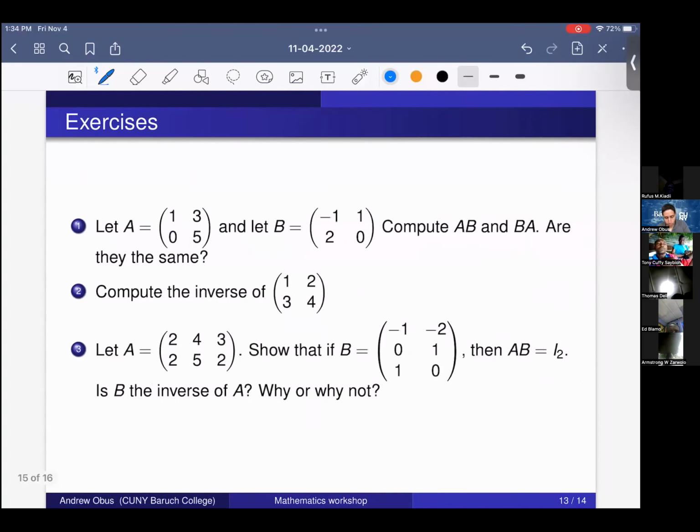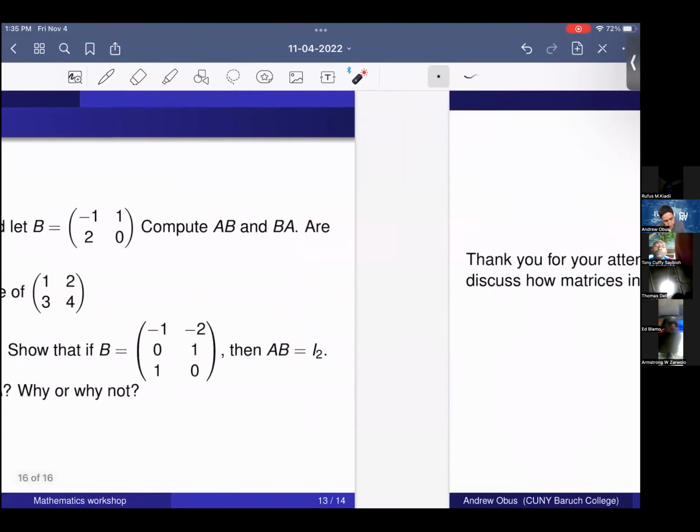And then there's a couple of homework problems that we have. So this is just some matrix multiplication. I ask you to compute AB and BA, and I ask you if they're the same. Then here is a matrix inverse to compute. And then here I have a matrix A and a matrix B, and I tell you to verify that if you multiply them together, you get the 2-by-2 identity. And then the question is, are these two matrices inverses? Why or why not? Okay, so those are the exercises for the week.